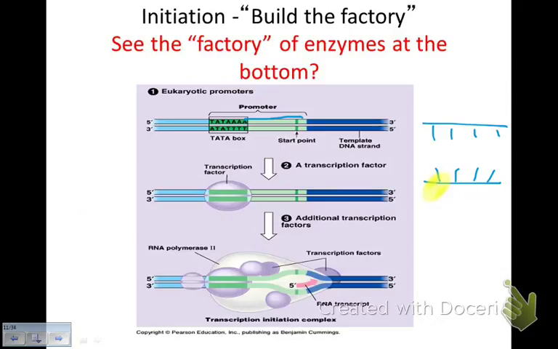Okay, now the next thing that's going to happen: RNA polymerase is going to build, and it's shown right here in this picture. RNA polymerase is going to go down the DNA, and it's going to make RNA. And so, I'll make this color red.